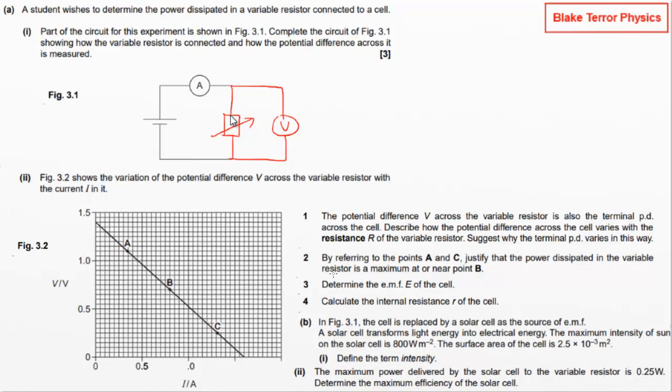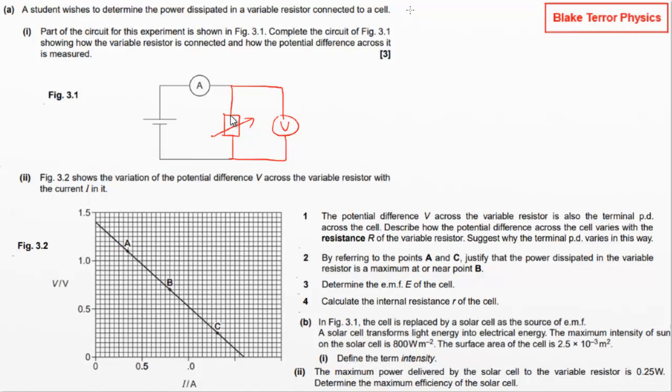Potential difference V across the variable resistor is also the terminal PD across the cell. Describe how the potential difference across the cell varies with the resistance R of the variable resistor. Suggest why the terminal PD varies in this way. Right, there's a number of ways you could go about doing this. We could do one of these chains.